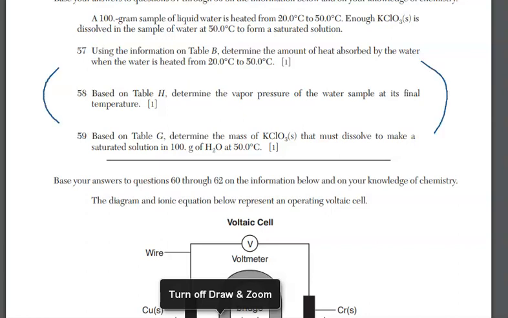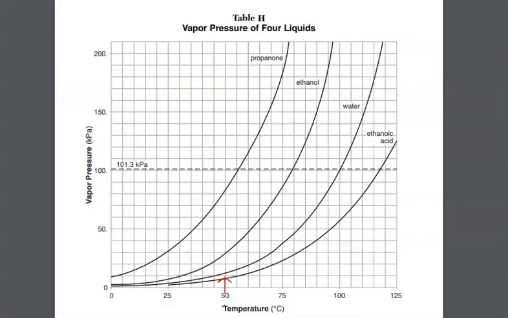From the August 2019 Regents exam, question 58 is telling you to go to Table H, determine the vapor pressure of water at its final temperature. Well, the final temperature I have to find from the reading passage, and it went from 20 to 50 degrees Celsius. We're looking for the vapor pressure at 50. I need to find my water line, and it seems to cross just above the first box here on the y-axis, so a little higher than 10. I'm going to go with 12 kPa.